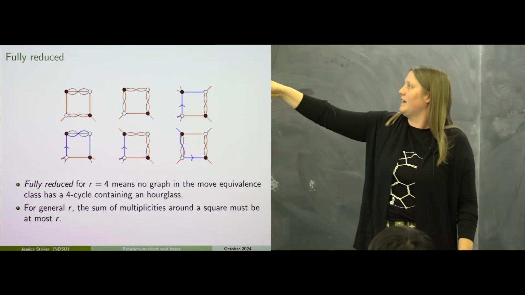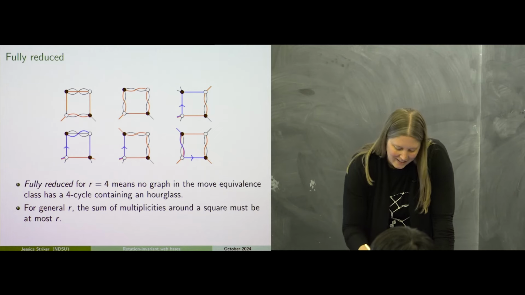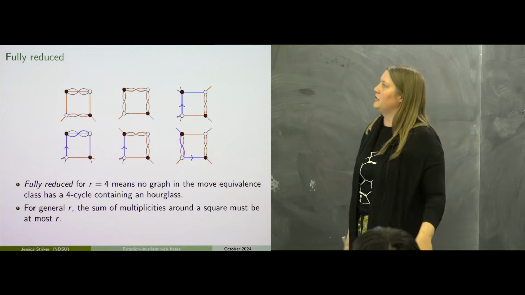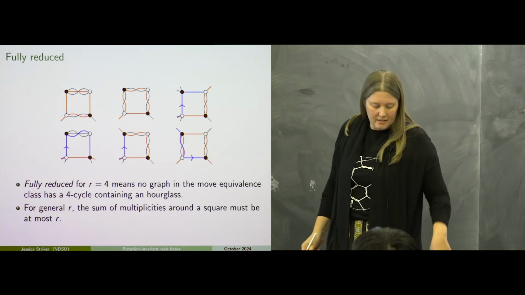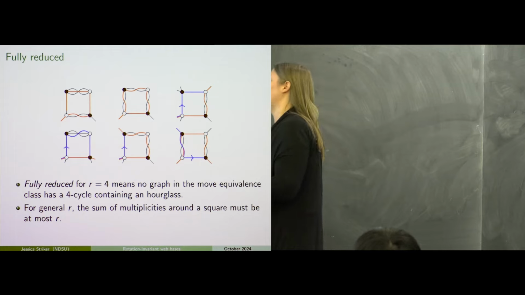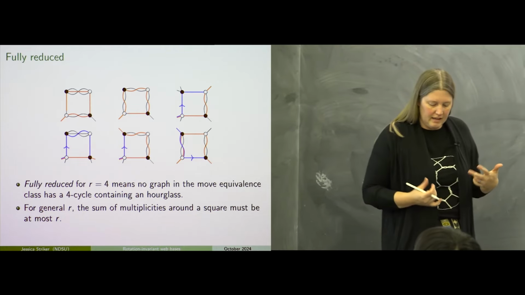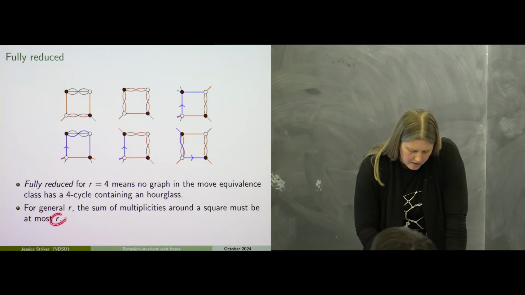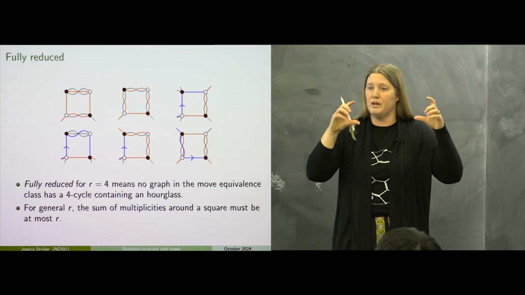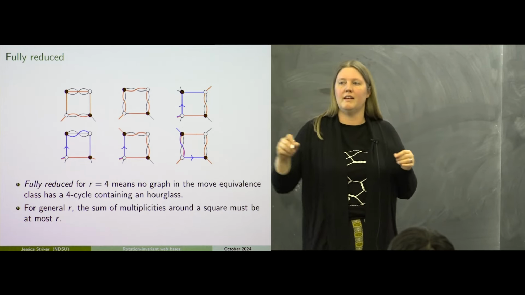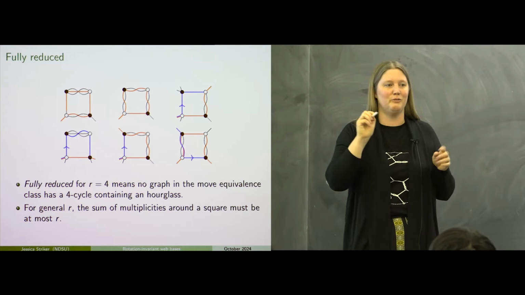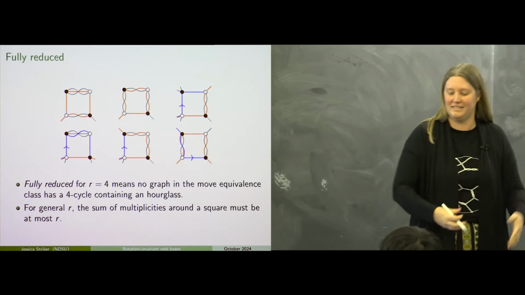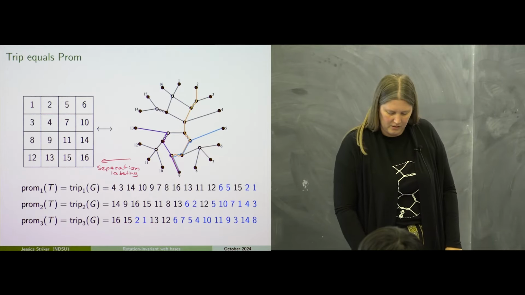So here are all the ways that that can go wrong. If you have a square, it needs to not have anything weird going on. It just needs to have single edges around it. And we think that we will be able to look at this in general. In general, what's going to be true is that the sum of the multiplicities around a square must be at most r, which explains why for the 3-row tableau, for the SL3 case, you couldn't have a square, right? Because 1 plus 1 plus 1 plus 1 is 4, which is bigger than 3. Okay, so this works for the known cases of web bases as well in lower r.